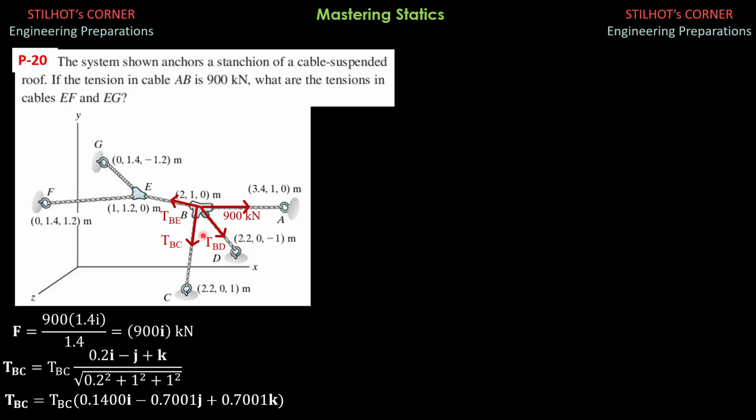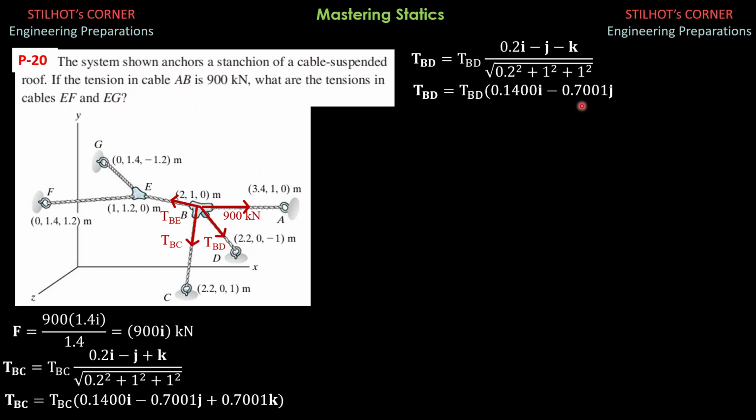Tension BD is 2.2 minus 2, so that's still 0.2 I, 0 minus 1, negative J, then negative 1 minus 0, negative K, all over square root of 0.2 square plus 1 square plus 1 square. And that is equal to tension BD, quantity 0.1400 I, negative 0.7001 J, negative 0.7001 K.